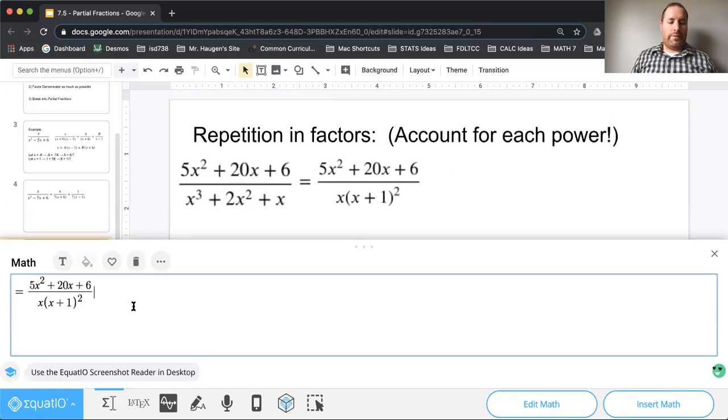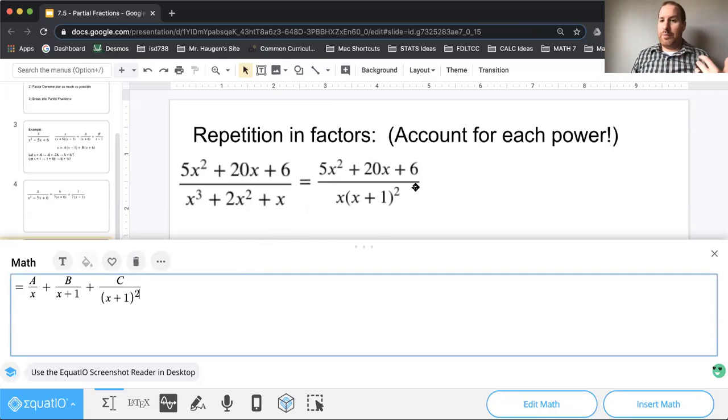So what we're going to have here is that this thing is going to be equal to something over x, and that's the first term. Then plus something over x plus 1, right? And then the last thing we have to do, since it is squared, is account for that exponent as well. So I have to put another thing over x plus 1 squared.